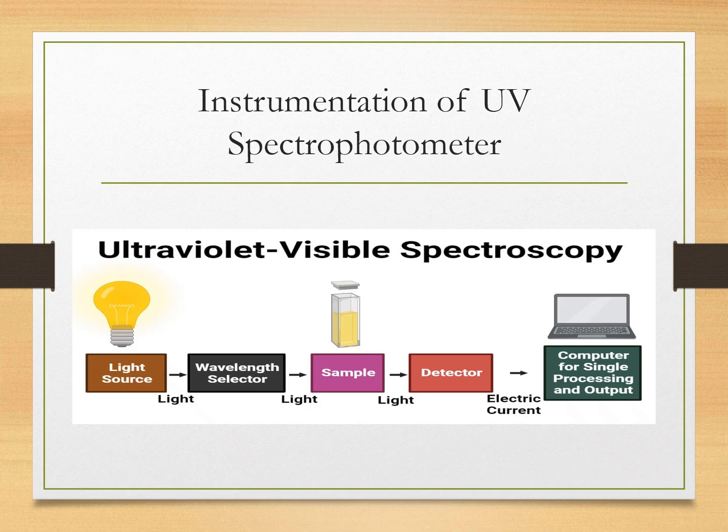This is the instrumentation of a UV spectrophotometer, where there is the light source, wavelength selector, sample cuvette, detector, and finally a computer for signal processing and output. Now we will discuss all these parts of the instrument in detail.